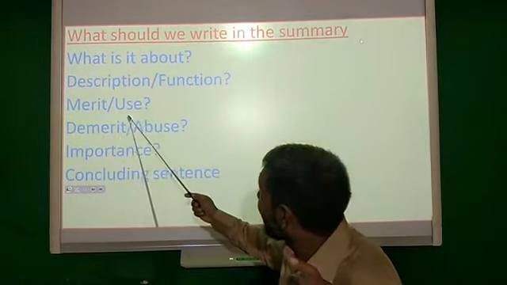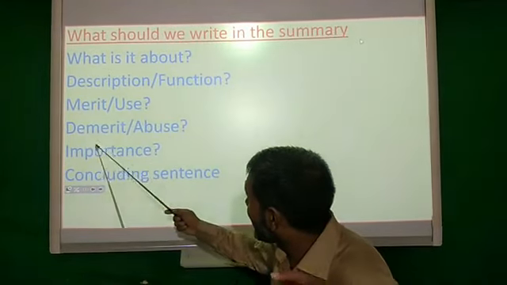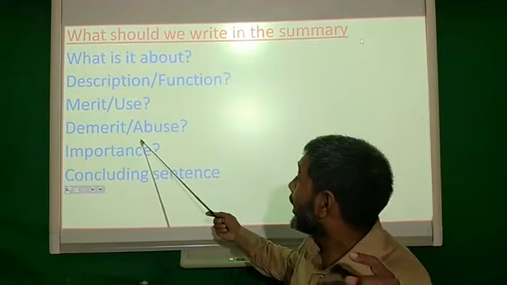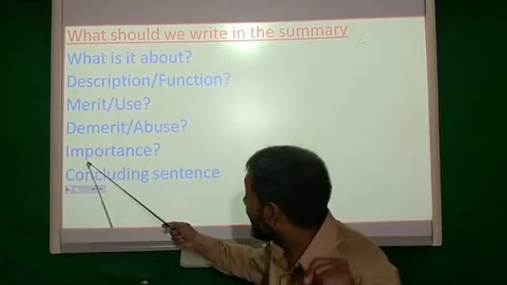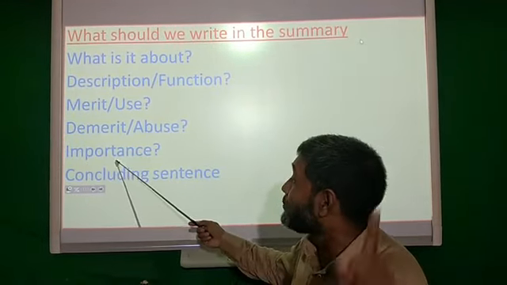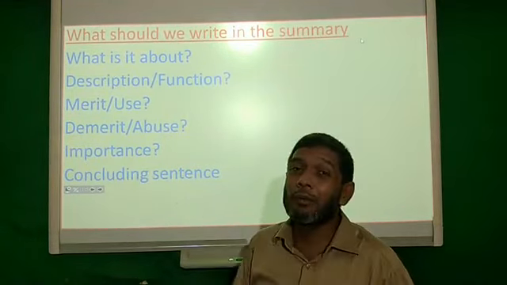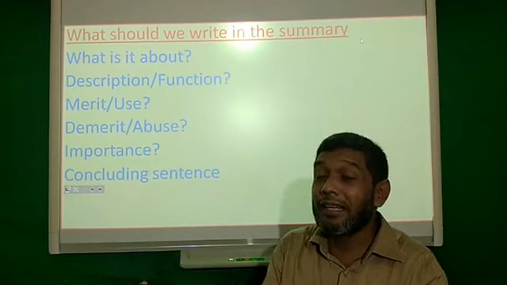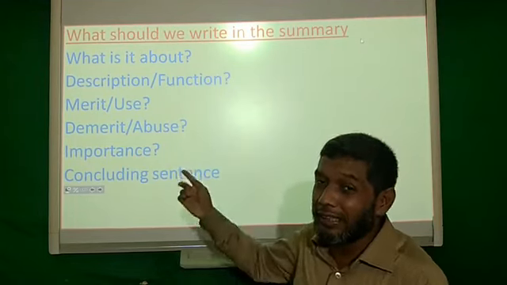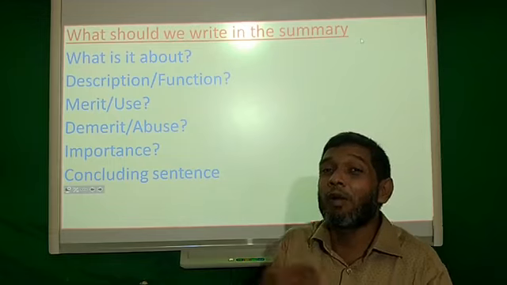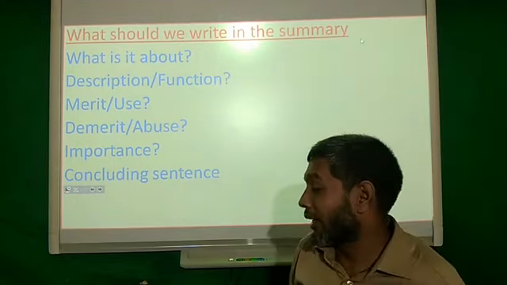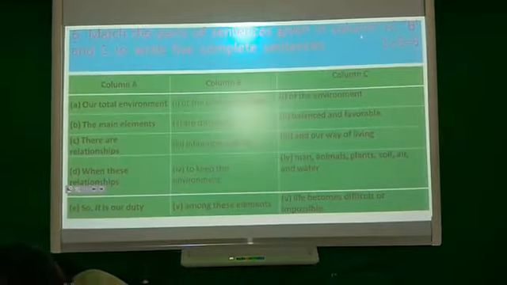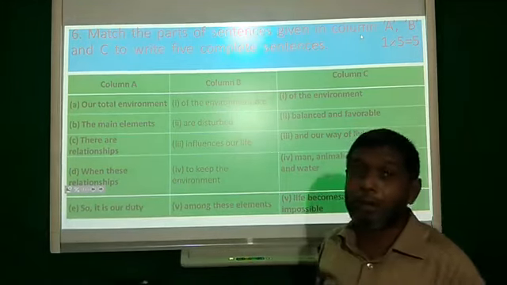Then you will write a sentence on merits or uses. Then you will write another sentence on demerits and abuses. And you will write another sentence on the importance. And lastly, you will write a concluding sentence. Then if you practice at home like this, you will see that you have already learned to write a good summary. So dear students, I have to show you another 2 questions of part A.